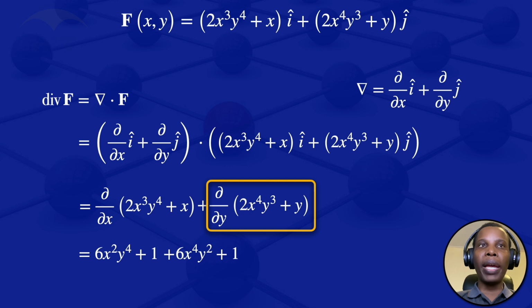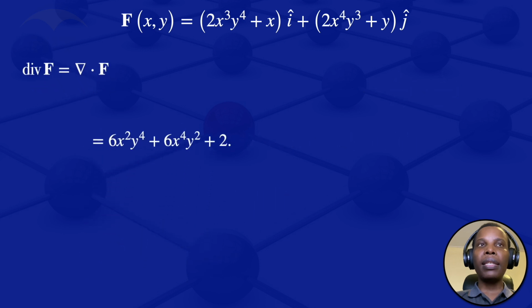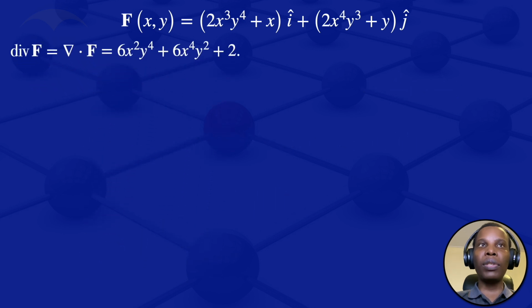But I can combine the ones here so that we have 1 plus 1 to give us a 2. So we have 6x² multiplied by y⁴ plus 6x⁴ multiplied by y² plus 2. So the divergence of the given vector field is 6x² multiplied by y⁴ plus 6x⁴y² plus 2.